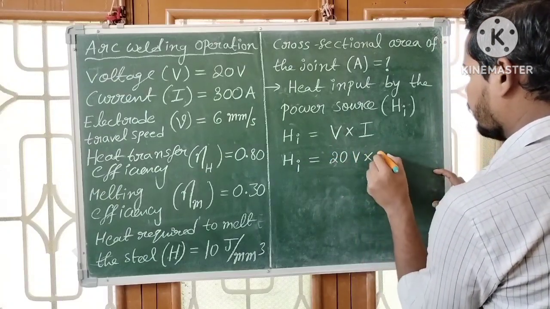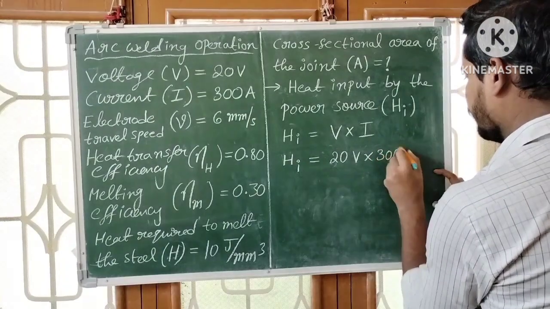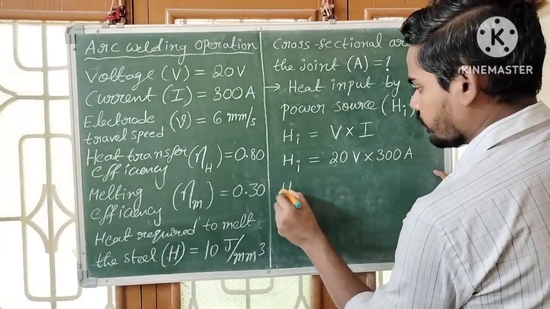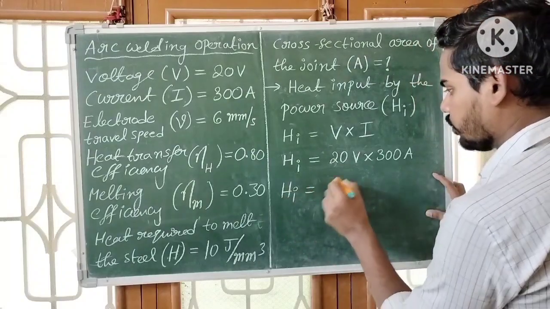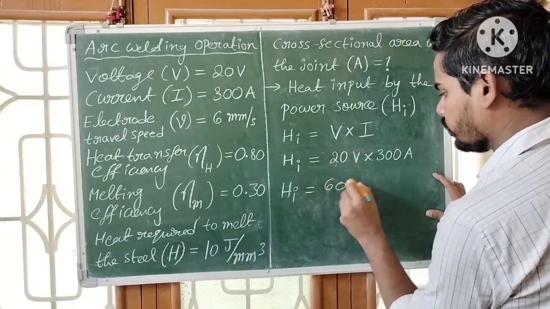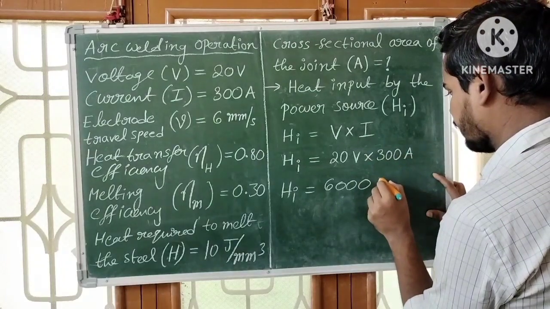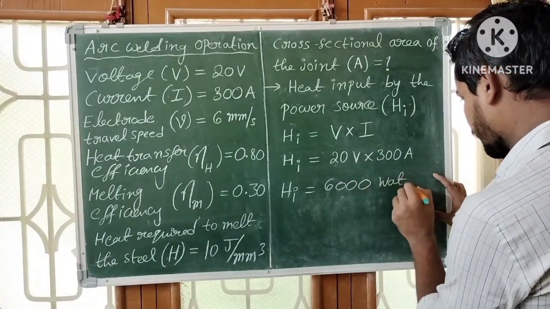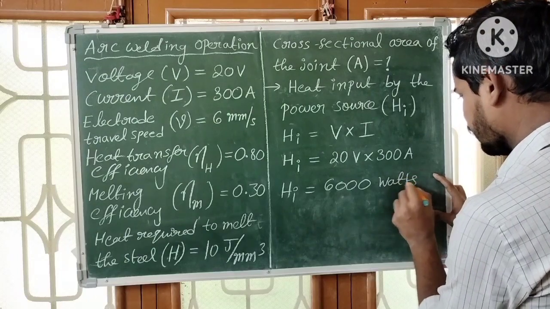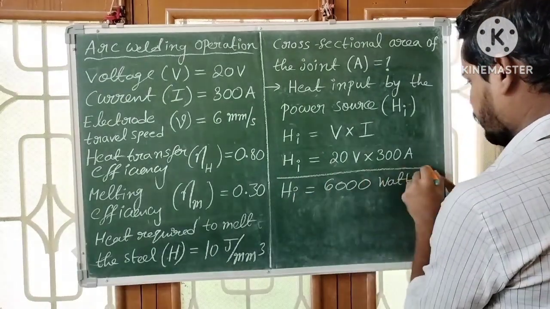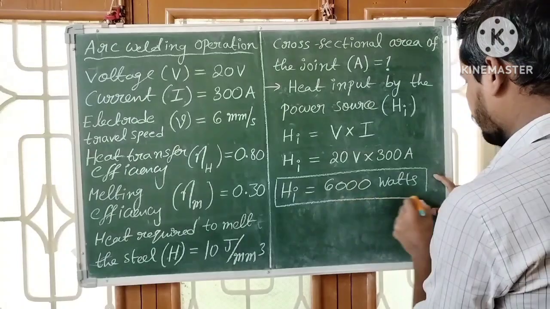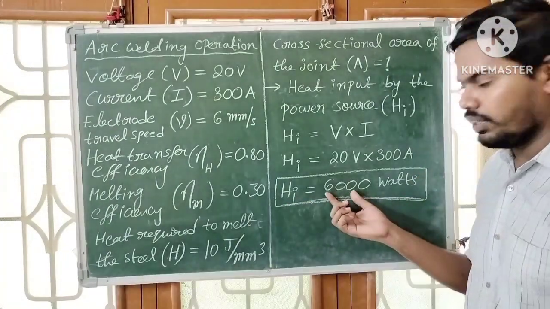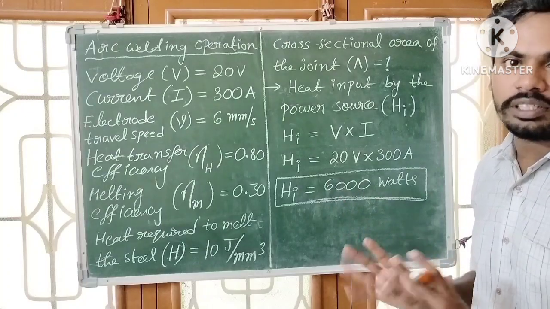into 300 amperes. Voltage times ampere means watts, the unit of power. So 20 into 300 is 6000 volt-ampere, which means 6000 watts. So the power input or heat input by the power source is 6000 watts. This much power is supplied by the power source.